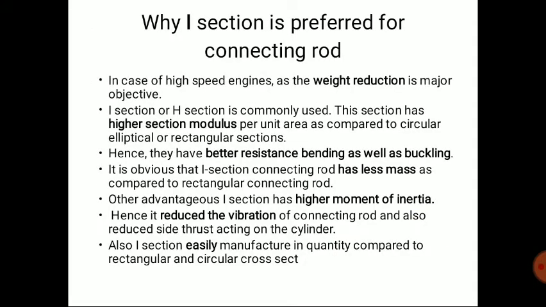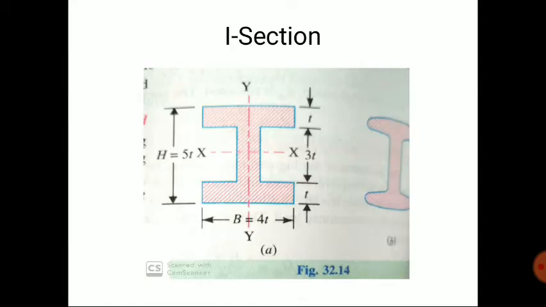So why I section is preferred? Mainly, one of the reasons is weight reduction. Second is higher section modulus, so higher strength. Then higher resistance to bending as well as buckling. Then less mass, higher moment of inertia, then reduced vibration, and finally it can be easily manufactured. So this is an I section of the connecting rod.